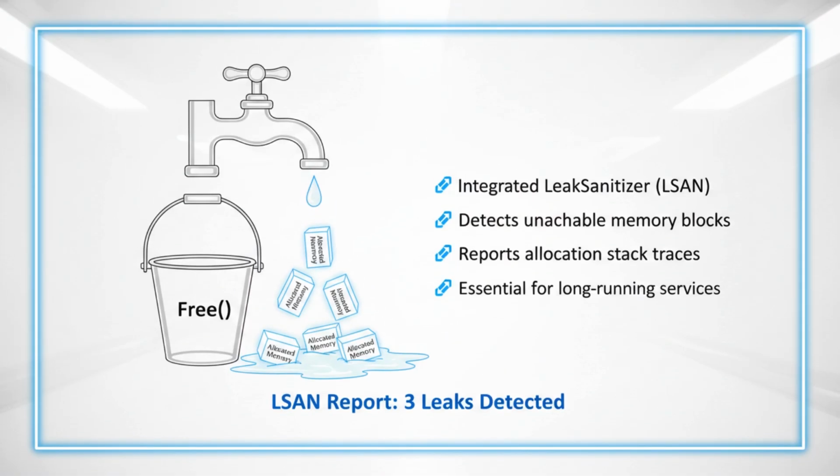ASAN also includes a subtool called Leak Sanitizer, or LSAN. While regular ASAN focuses on invalid accesses, LSAN focuses on memory that was allocated but never freed before the program exited. At the end of the program's execution, LSAN performs a scan of the memory to find any blocks that are no longer reachable. If leaks are found, it prints a report listing the stack traces of where the leaked memory was originally allocated. This is invaluable for maintaining the long-term stability of ultra-scalable systems that must run for weeks or months without exhausting system resources.